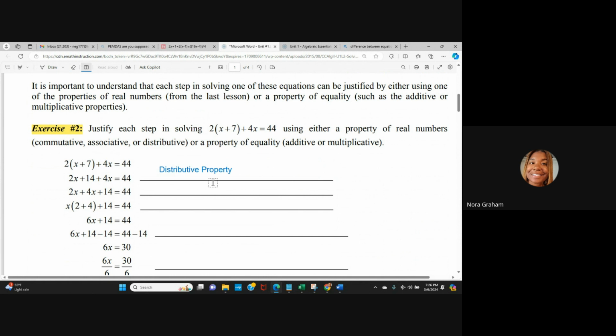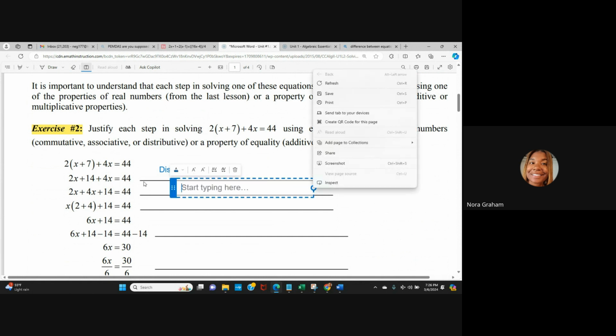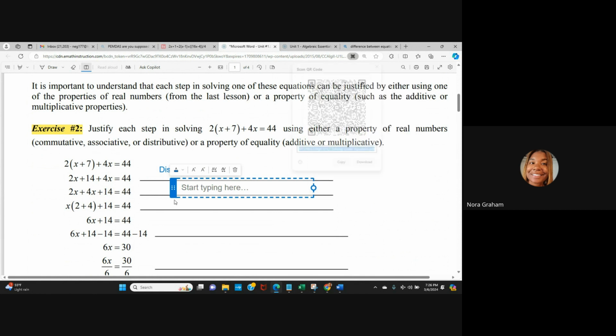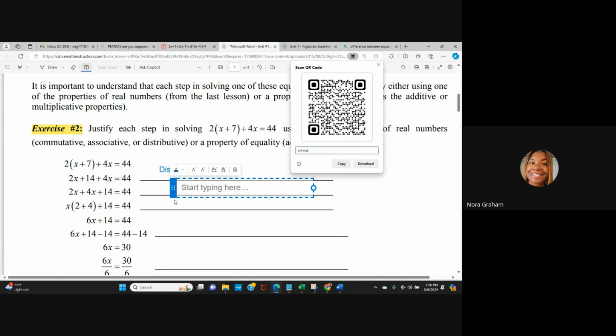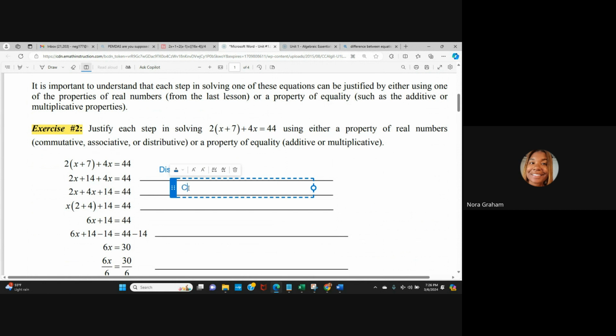Right here is the next one. For this one, as we see here, they switch the 14 and the 4x when they're being added. This is going to be the commutative property. Remember, the commutative property can only happen with addition and multiplication. So, commutative.